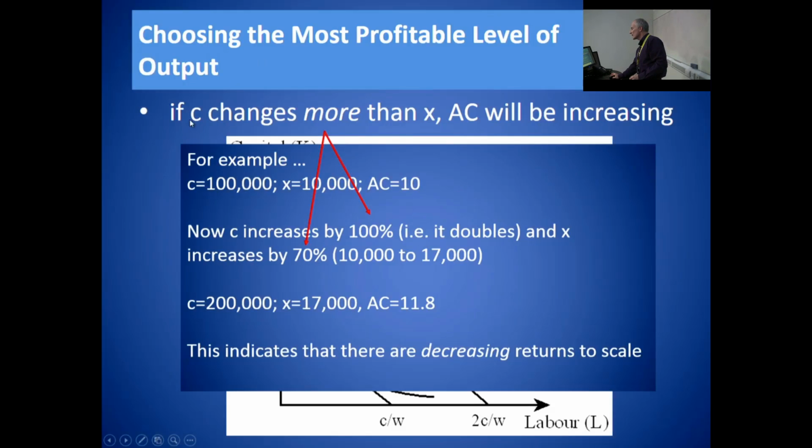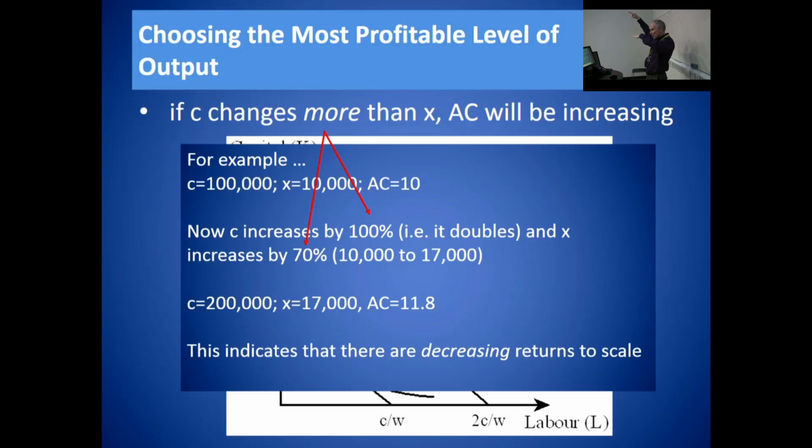So cost is increasing by more. Costs have gone up by 100%. Output is going up by 70%. Put those figures in, 200 divided by 17 gives you around about 11.8. So average cost is increasing. It's gone from 10 to 11.8. And that will always be the case when the percentage change in costs is greater than the percentage change in output. And that will occur when we have decreasing returns to scale. So decreasing returns to scale means that average cost will increase.